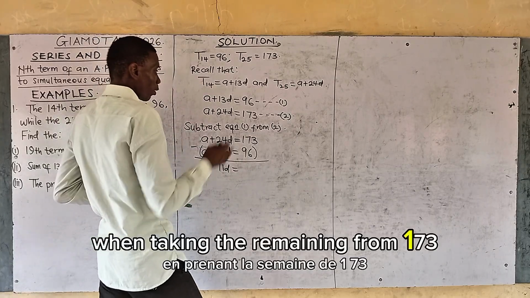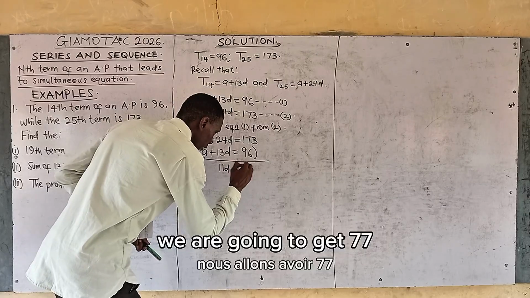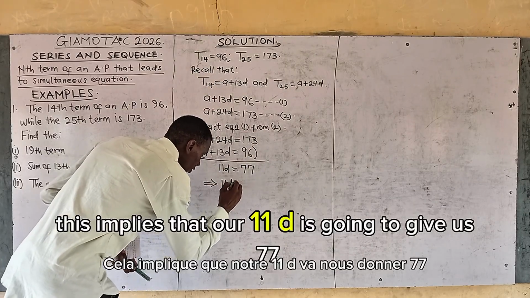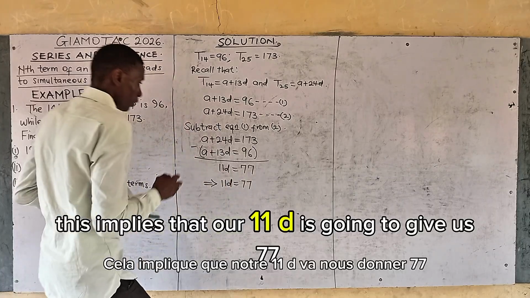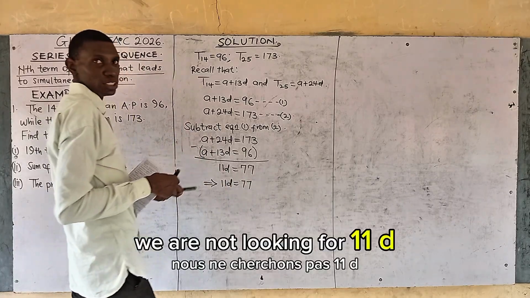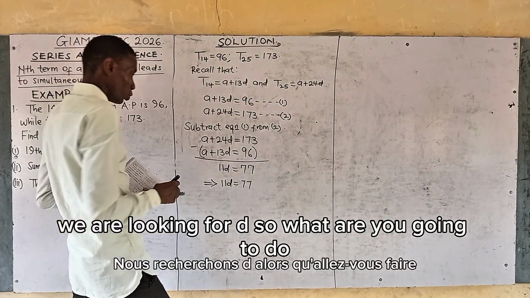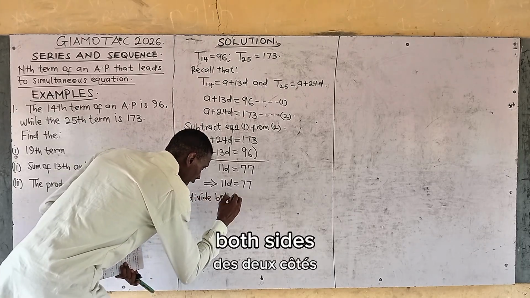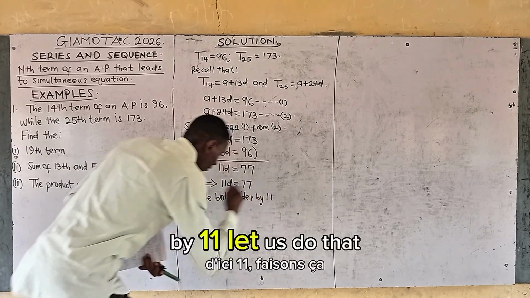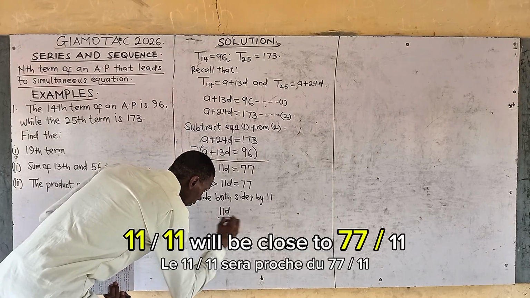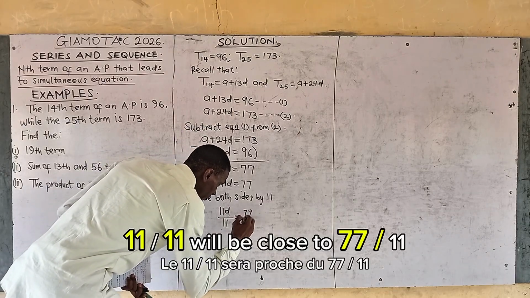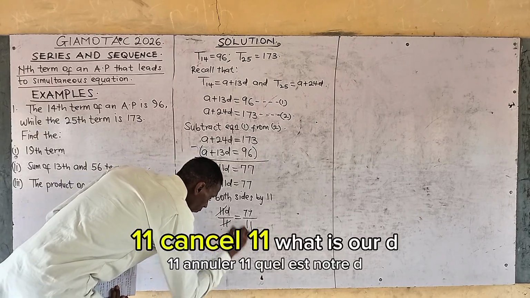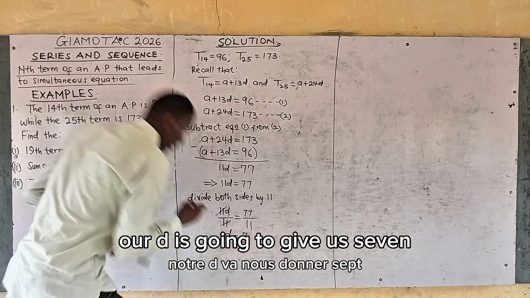96 minus... taking 96 from 173, we are going to get 77. This implies that our 11D is going to give us 77. We are not looking for 11D, we are looking for D. So what are you going to do? Divide both sides by 11. 11D divided by 11 will be equal to 77 divided by 11. 11 cancels 11. What is our D? Our D is going to give us 7.